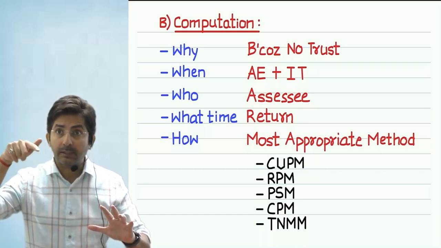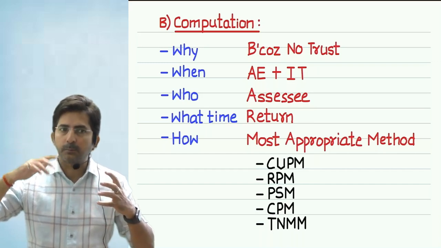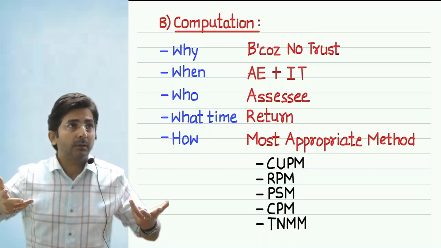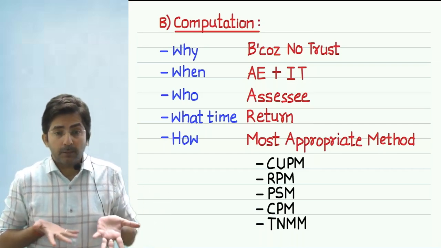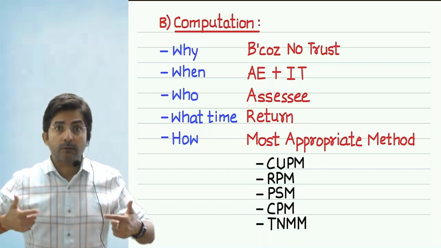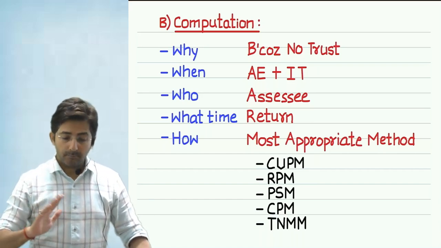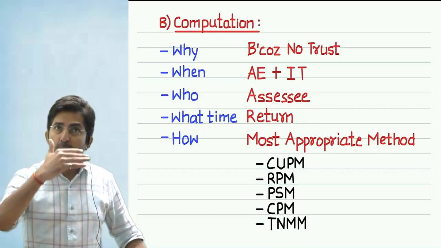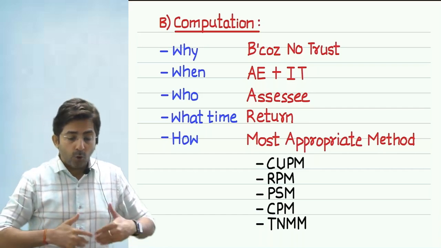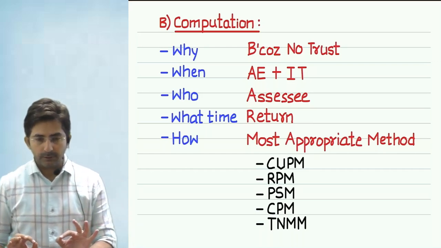So what was the title of the method? Comparable uncontrolled price method. And you should start guessing on your own what this method should be, how this method might be working. So you should have the approach of trying on your own first. Although I will explain everything, my advice is first understand and feel the title, try to understand on your own, and then wait for the explanation.